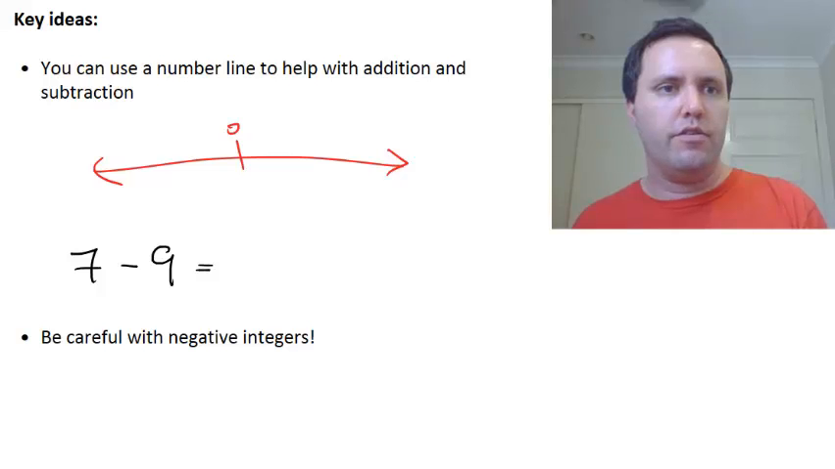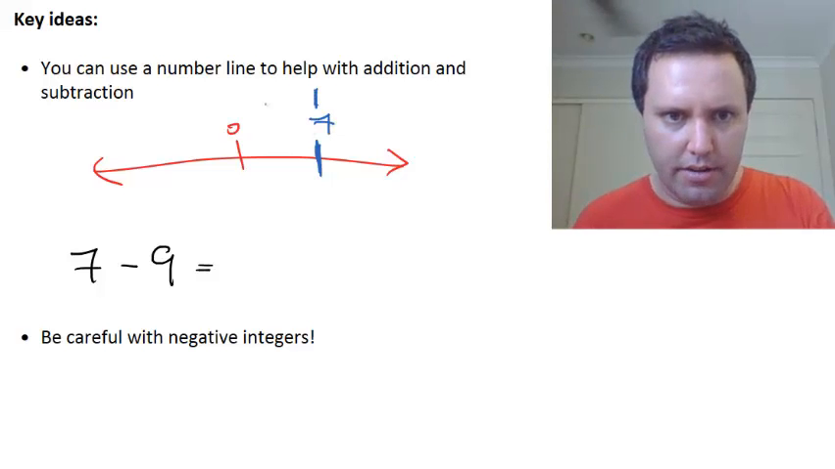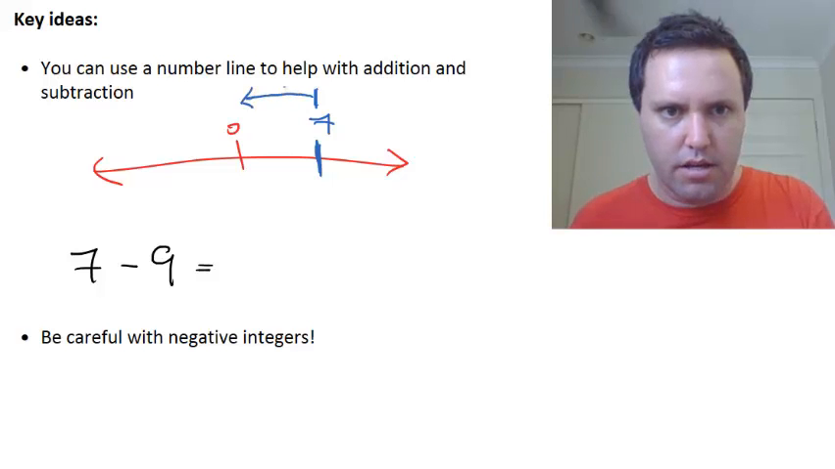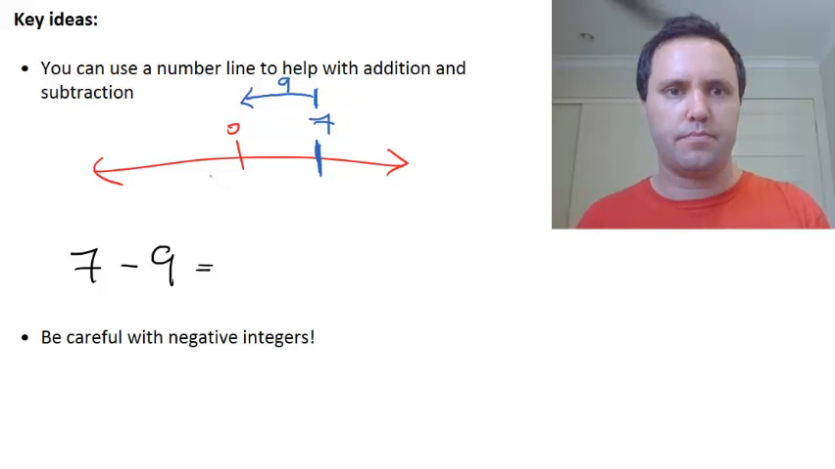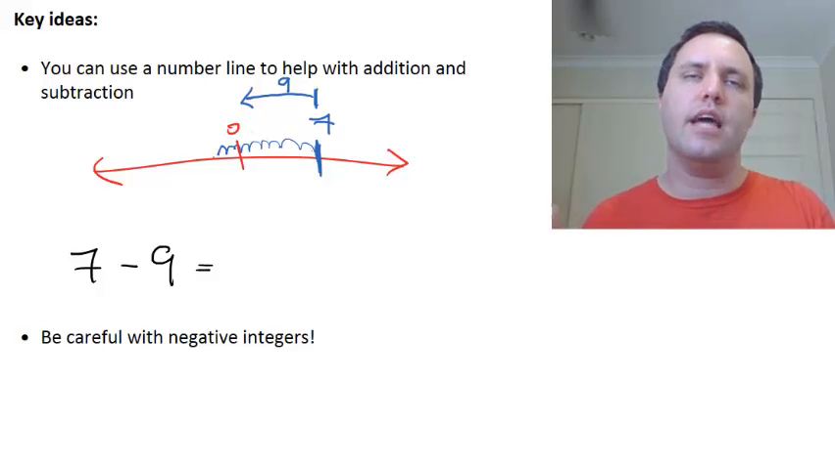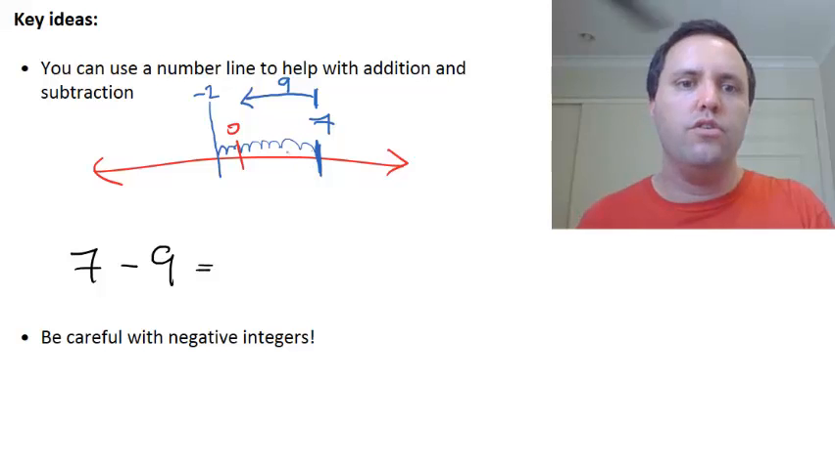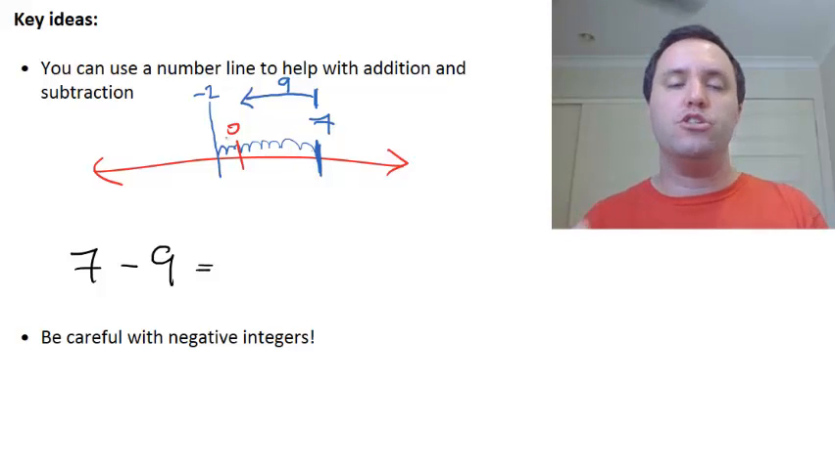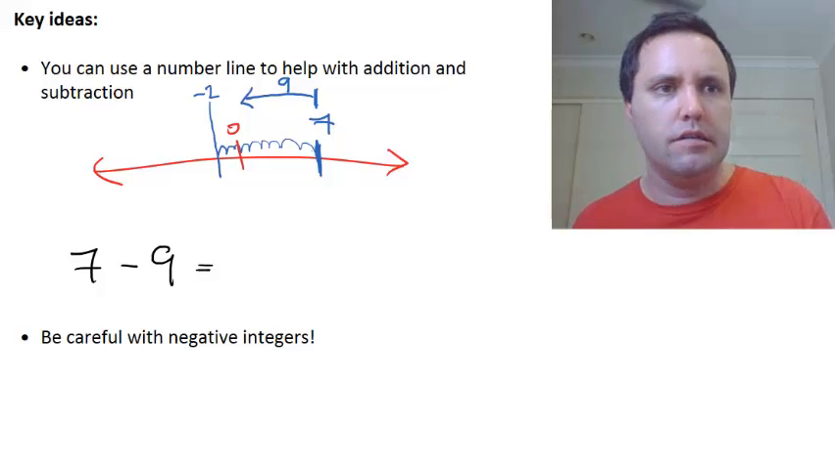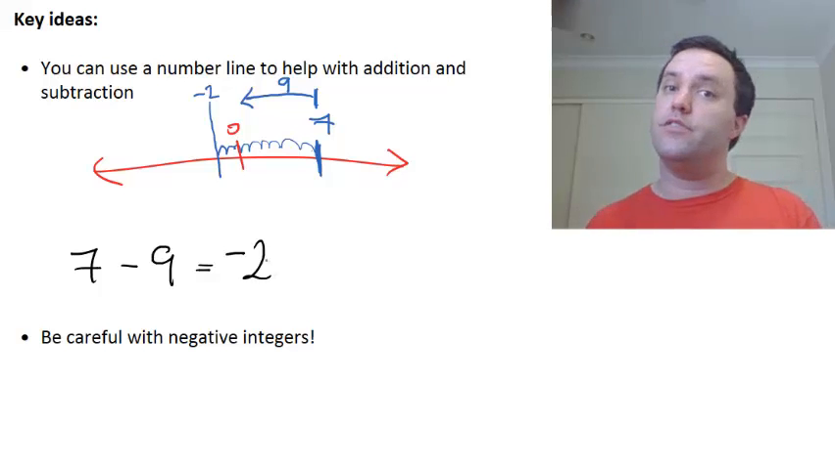So the way that you'd go about this is, here's 0, and 7 is here. If I'm taking away, that means I'm going to start here at 7, and I'm going to be moving this way 9. So I'm going to go 7, 6, 5, 4, 3, 2, 1, 0, 1, 2. You count 9 places down your number line, and you'll see that I get to negative 2. So use your number lines, draw them out, make as much use of them as you can. There's no problem with using your number lines if it's going to help you in the end.